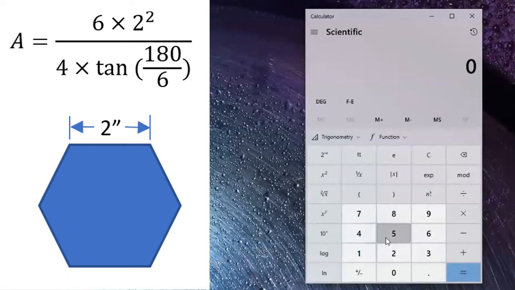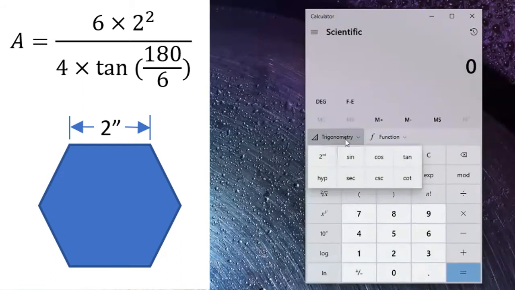Anytime you're going to use any of the trig functions on your calculator, you need to make sure that your calculator is in degree mode. Sometimes you will open it up and you'll find a different mode here, which on the computer you can just kind of click through the different options. You don't want to be in radians, you want to be in degrees. And your trig functions can be found here underneath this little trigonometry menu.